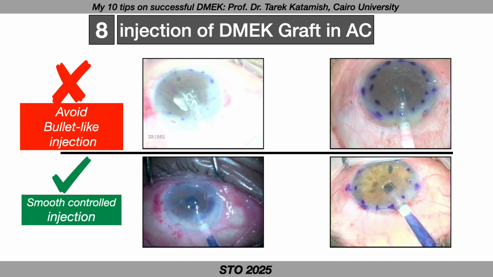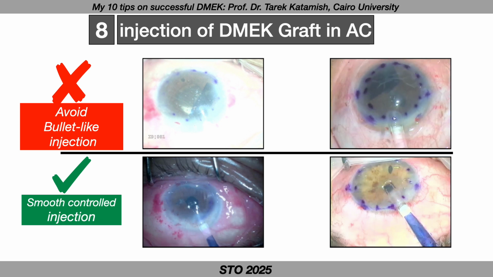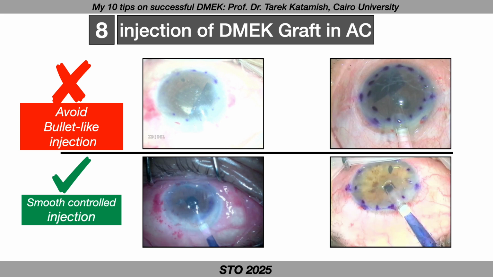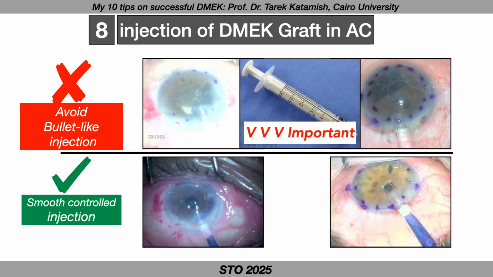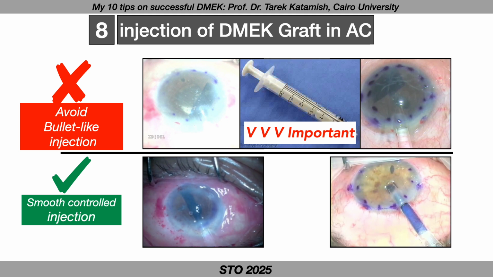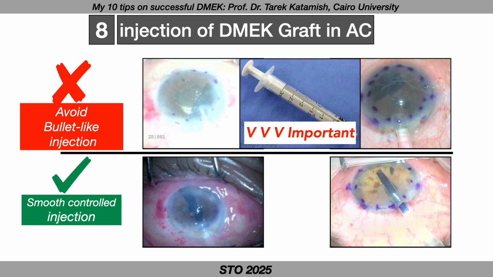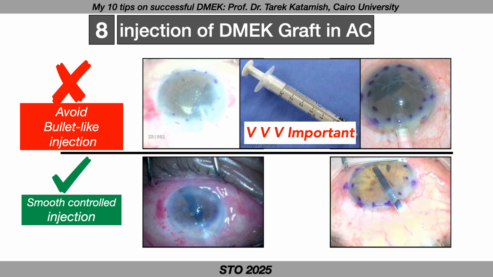Look for these two videos. The DMEK graft is injected in the anterior chamber like a bullet. This, of course, is not wanted because it may cause a lot of damage to the endothelial cells. To avoid this, you have to use a smooth syringe that allows you to make a very controlled and slow injection of the DMEK roll inside the anterior chamber.